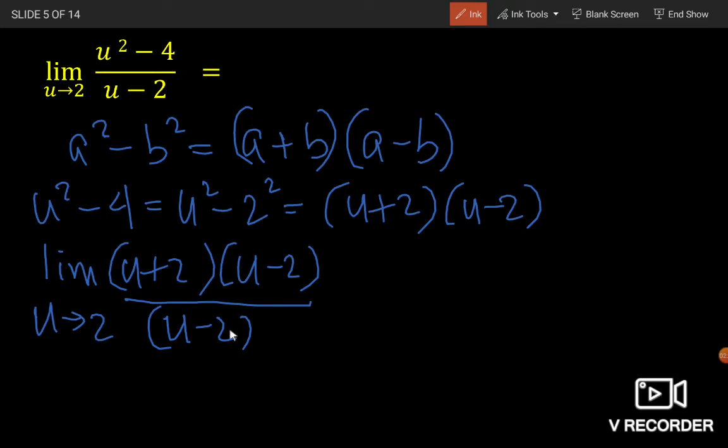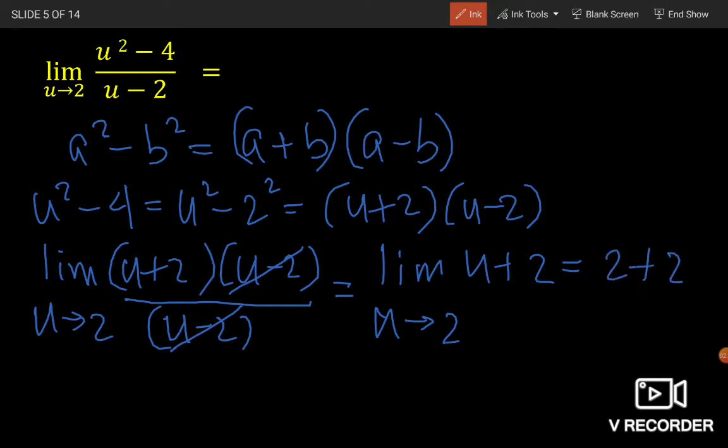So obviously you cannot substitute u is equal to 2. So what you can do here, but take note as well, you can now cancel u minus 2 in the numerator by the u minus 2 in the denominator. You can now cancel both terms here, and now you're left with the limit of u plus 2 as u approaches 2. This is now equal to substituting u by 2. You get 2 plus 2 is equal to 4. So our final answer will be 4.